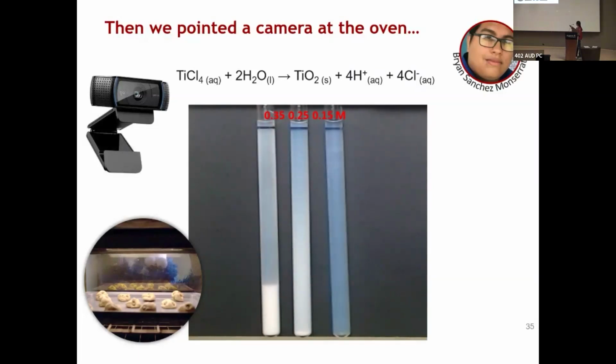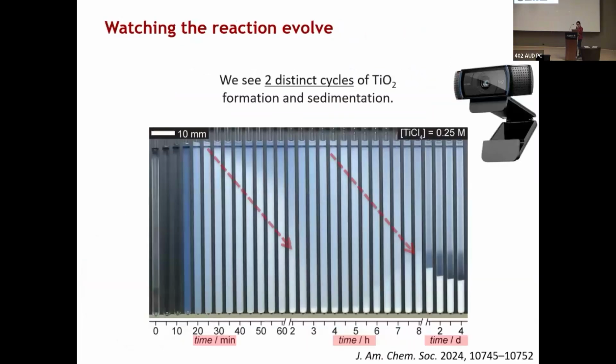We can take out and focus on just this middle one for a second, and we can put side by side what all those frames look like. So here you can see it gets whiter, we're forming TiO2, we can see it settle out, and here's something unexpected. We see it get whiter again, and we see another lot of TiO2 settled out. So we see 2 distinct cycles of TiO2 formation and sedimentation. Of course, we had no idea that that was actually happening in those hydrothermal reactors before we opened them up.